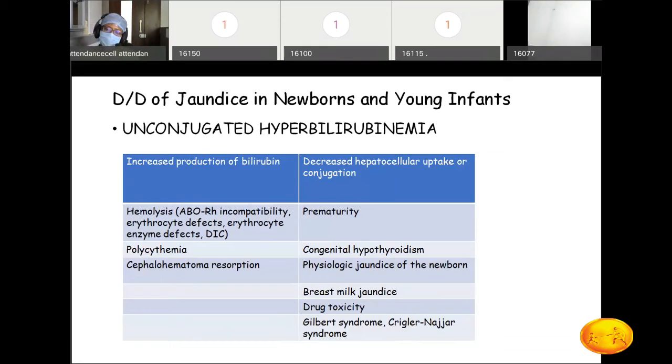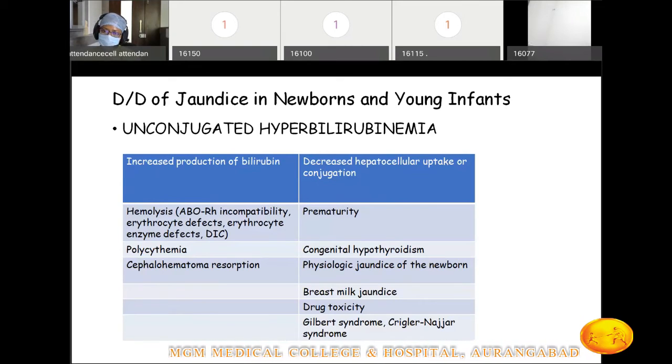Now, all these things will be to some extent exaggerated in a premature baby. The maturation of the metabolism systems of the newborn baby for metabolizing bilirubin will be much slower or less efficient in premature babies, and hence these babies will present with exaggerated physiological jaundice, or you may get pathological jaundice in premature babies also. Same thing you get in congenital hypothyroidism.